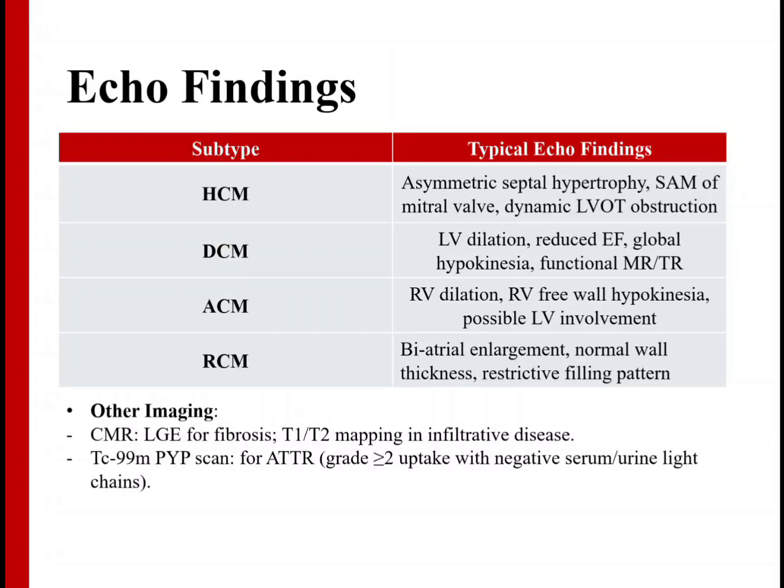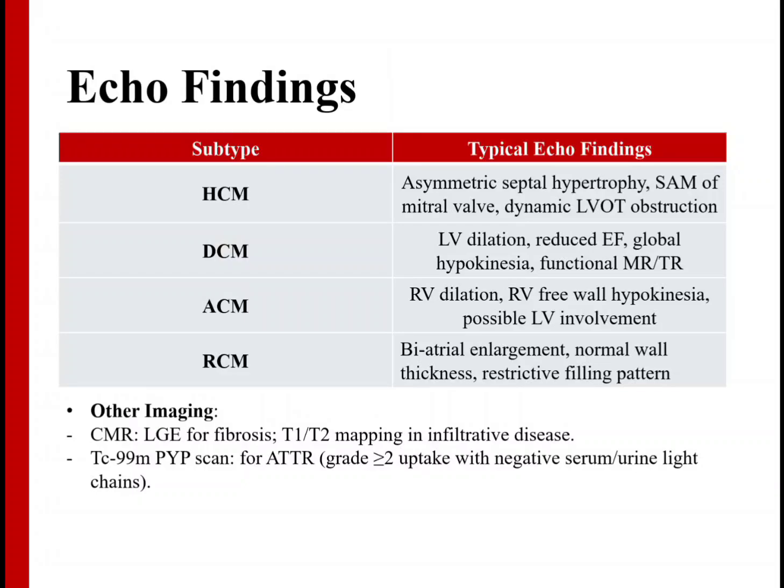Echo remains the cornerstone of diagnosis, especially in resource-limited settings, but interpretation must be phenotype aware. So in hypertrophic cardiomyopathy, you might find asymmetric septal hypertrophy, another thing known as SAM, systolic anterior motion of the mitral valve, and this basically means that during systole, the anterior leaflet of the mitral valve might come into contact with the ventricular septum. Also, you might find dynamic left ventricular outflow tract obstruction, which can be worsened by preload reduction or exercise.